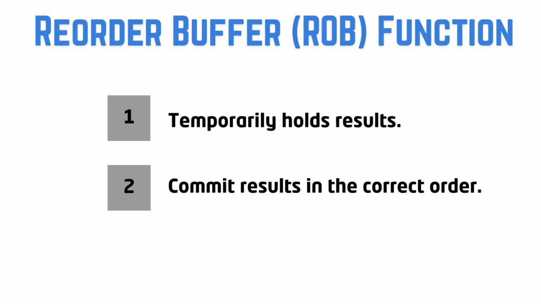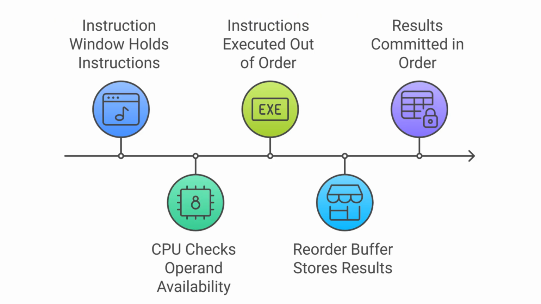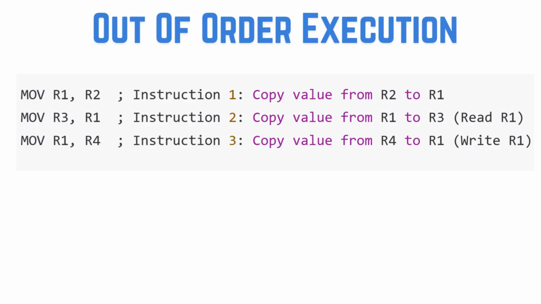The reorder buffer is a crucial component that ensures the instructions are committed in the correct order, even if they are executed out of order. It helps maintain program correctness by storing the results of executed instructions until they can be committed in the original program order. Now let us look at a step-by-step process of how out-of-order execution works.